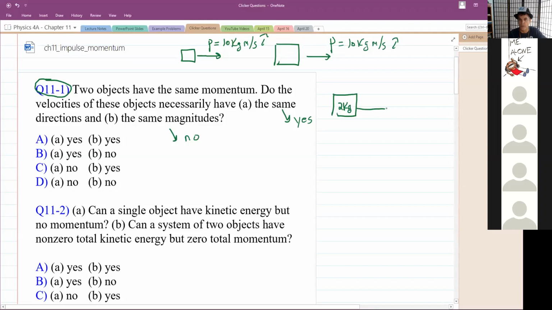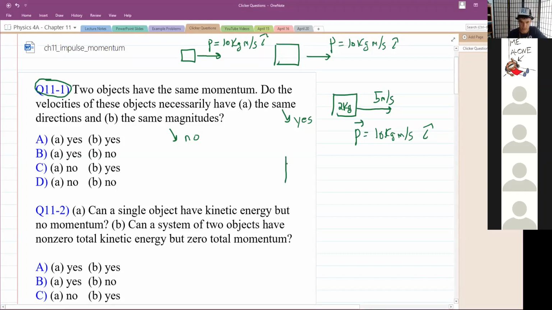If it's moving to the right at 5 meters per second, its momentum would be the mass times the velocity. It would be 10 kilogram meters per second, and it is a vector, so I need to indicate a direction. If the second object is going to have the same momentum, it has to be moving in the same direction, but it doesn't have to have the same velocity if the masses are different.